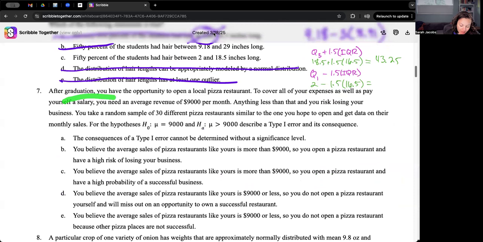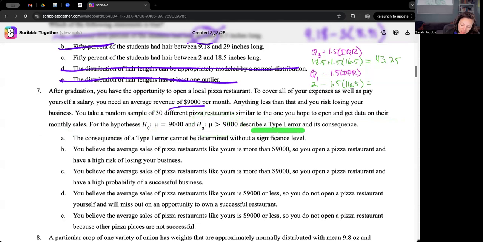After graduation, you have the opportunity to open a local pizza restaurant. To cover all of your expenses as well as pay yourself a salary, you need an average revenue of $9,000 per month. Anything less than that, and you risk losing your business. You take a random sample of 30 different pizza restaurants, similar to the one you hope to open, and get data on their monthly sales. For the hypotheses, the null is that the mean is $9,000, and the alternative is that the average is greater than $9,000.